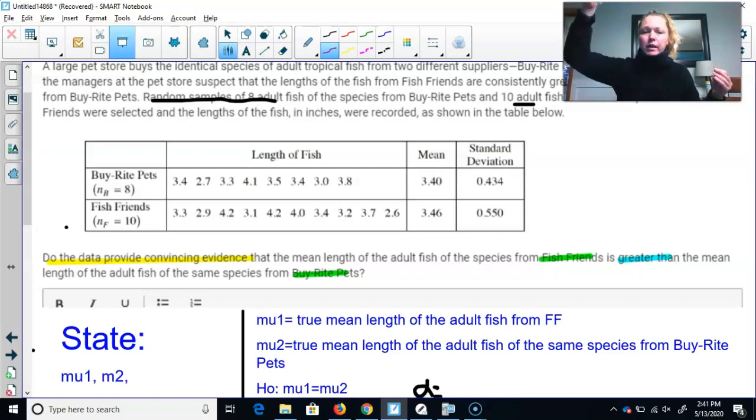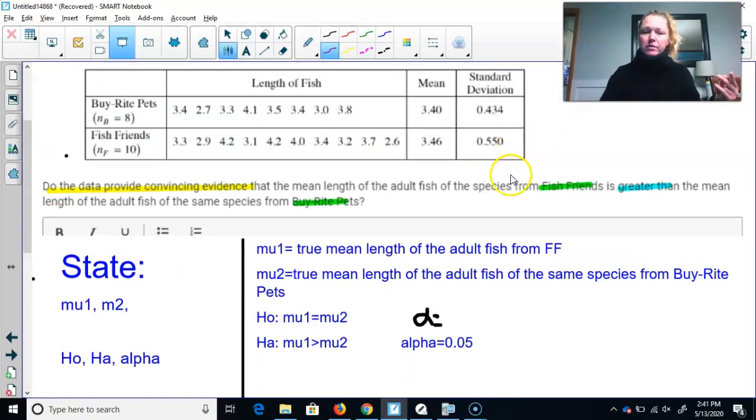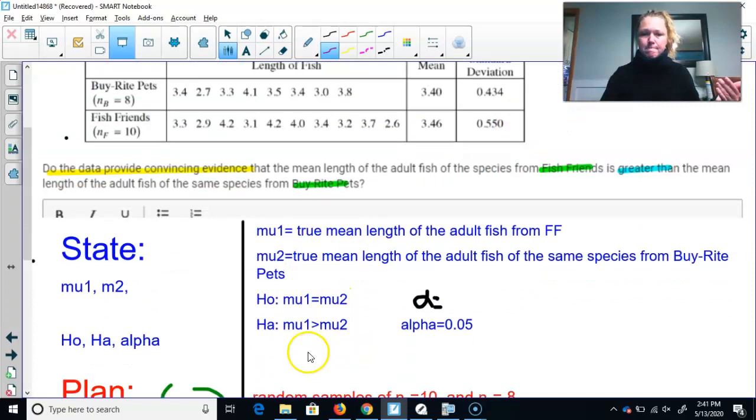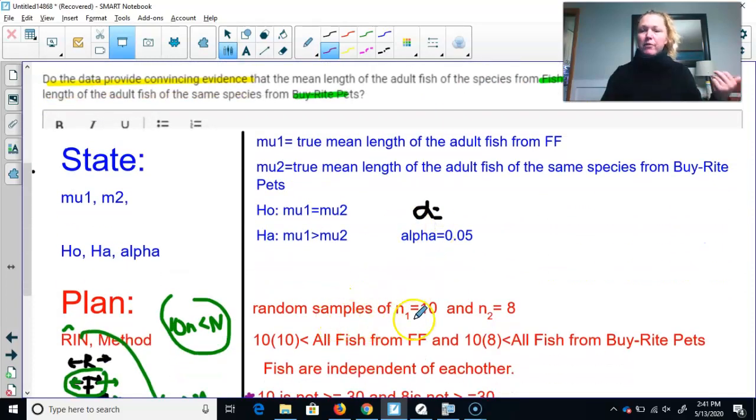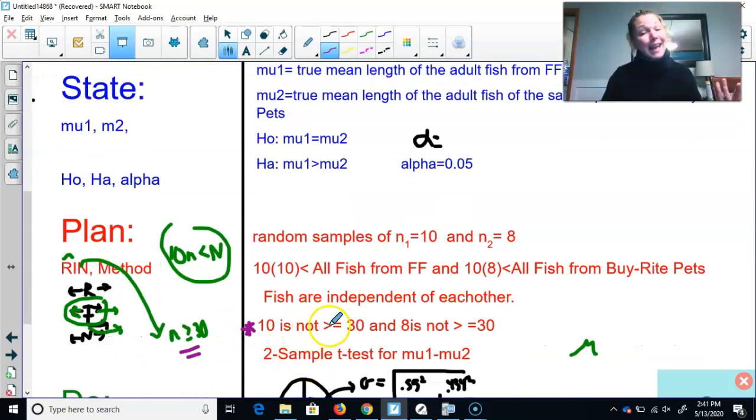State our mu1, our mu2, it's greater than, okay, our alpha. We have random samples of both. We did our 10n is less than capital N for both. And then we said the fish are independent of each other. I probably should have put fish from both stores are independent of each other to make it a little stronger. 10 is not greater than or equal to 30. We need it to be greater than or equal to 30, okay?